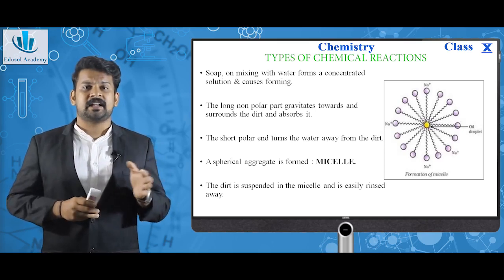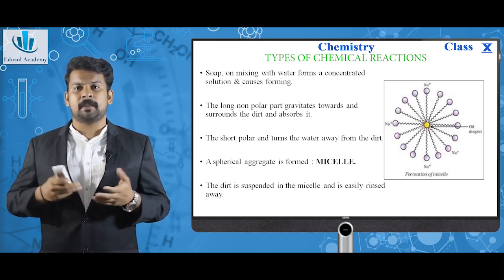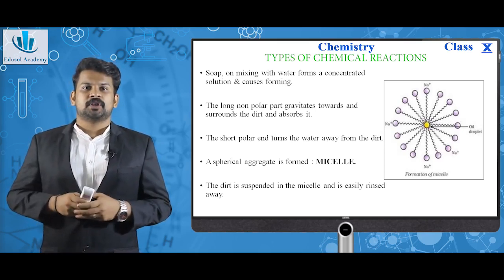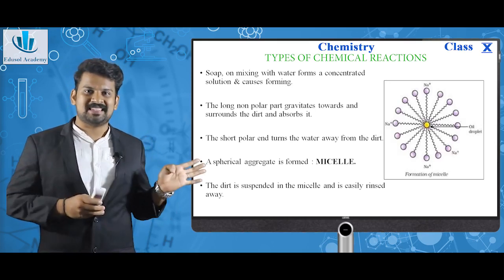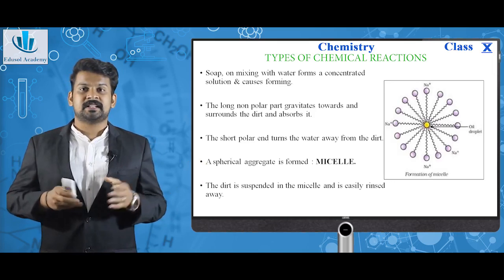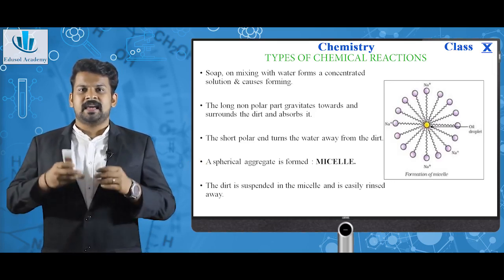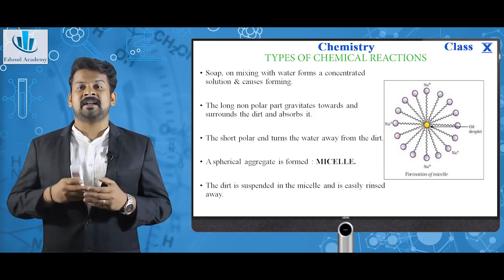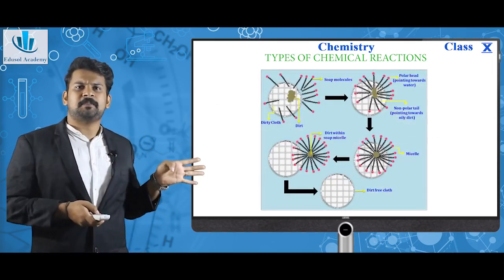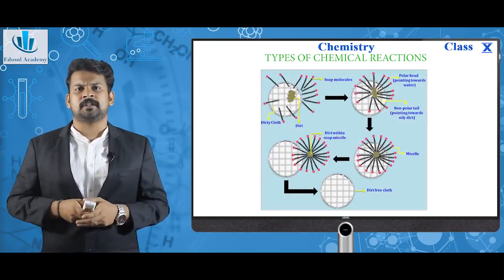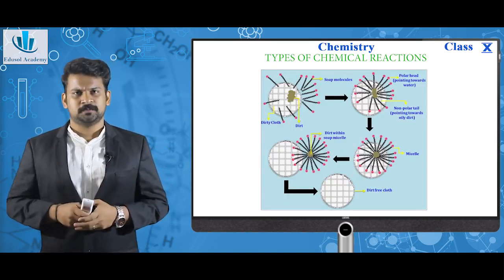A spherical aggregate is formed. This aggregate is called micelle. The short polar end turns toward the water, away from the dirt, as you can see in the picture. The dirt is captured by the micelle, suspended in the micelle, and is easily rinsed away. As you can see in the picture, this is a depiction of what we discussed now.